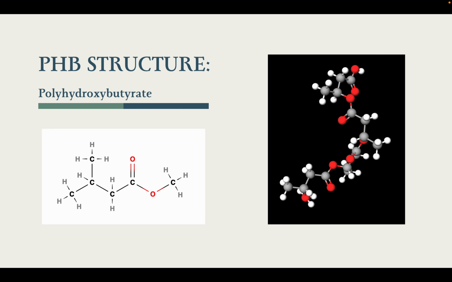For the structure, I will be focusing on PHB since it's one of the most known PHAs. PHB is a linear polyester made up of repeating units of 3-hydroxybutyrate monomers. Each monomer contains a hydroxyl group and a carboxylic acid group, which react to form an ester bond during the polymerization. This ester linkage is critical, as it forms the backbone of the PHB polymer and is also what makes the material biodegradable. In the presence of moisture or microbial enzymes, these ester bonds can be broken down, leading to decomposition.